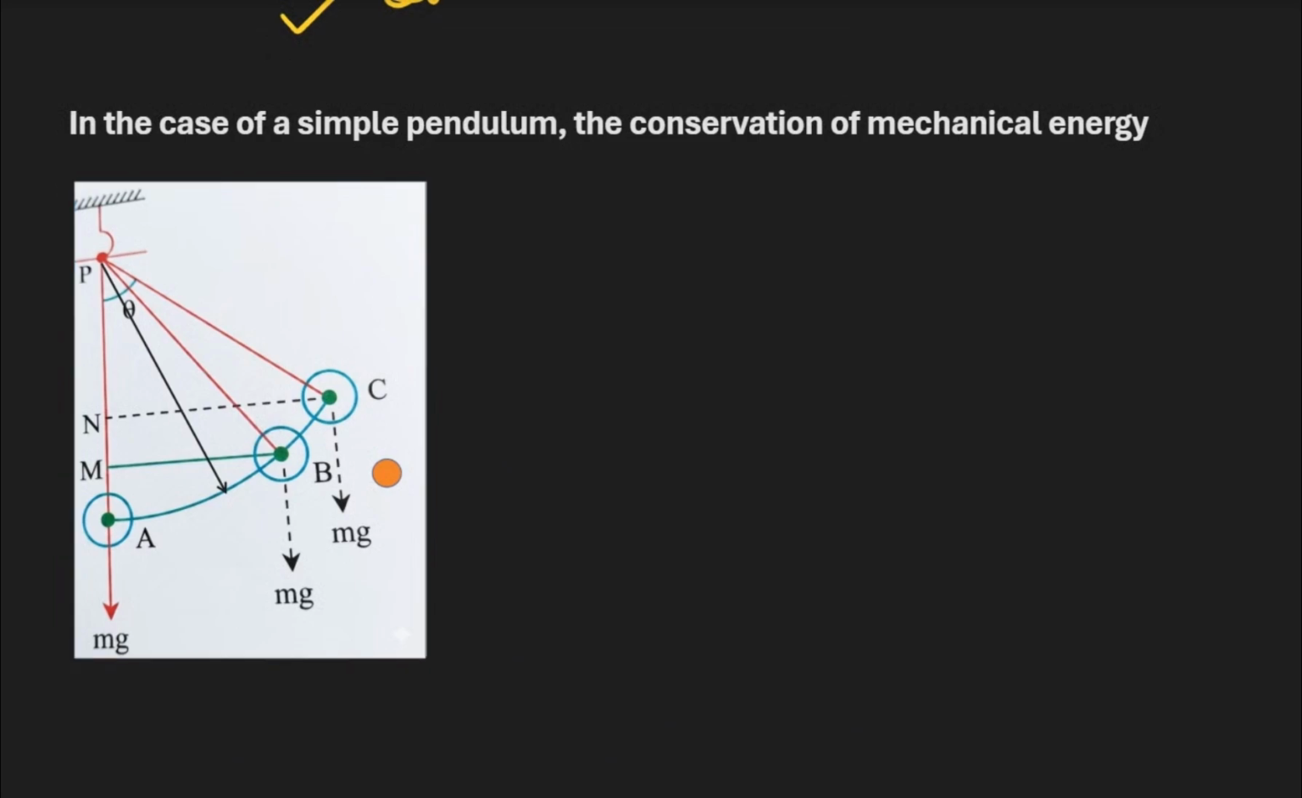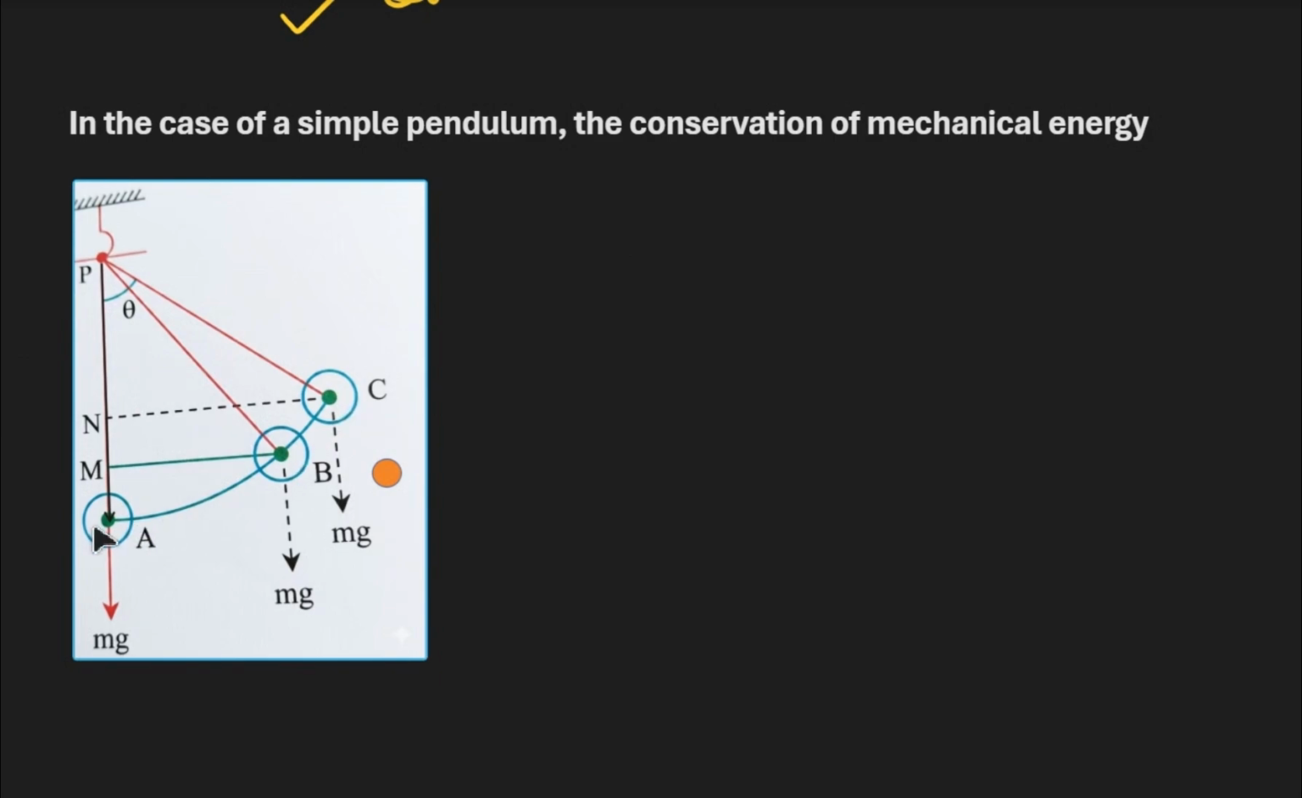In the second case, let's consider a simple pendulum. So this is the pendulum. Let's say this is the bob, and obviously this circular object is a pendulum. Anyways, this pendulum is moving from A to B, B to C, again C to B, and then again A.